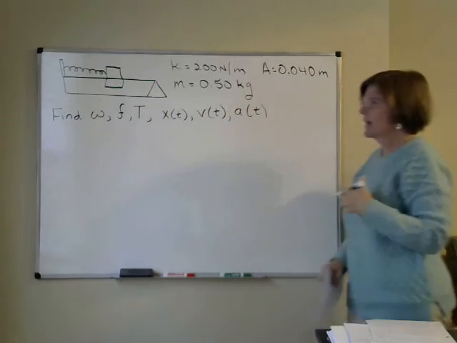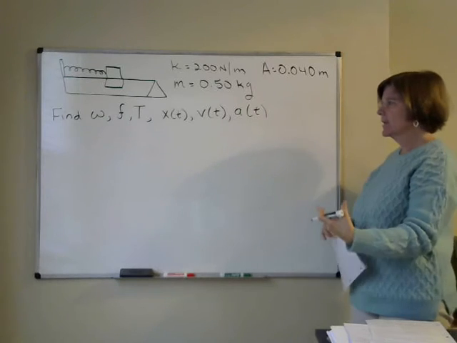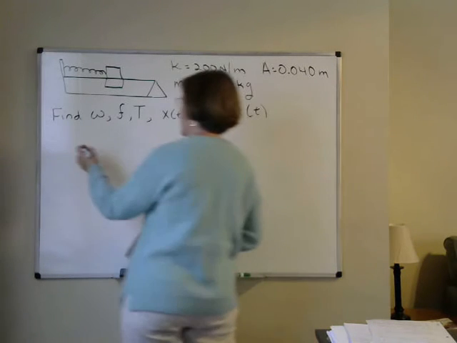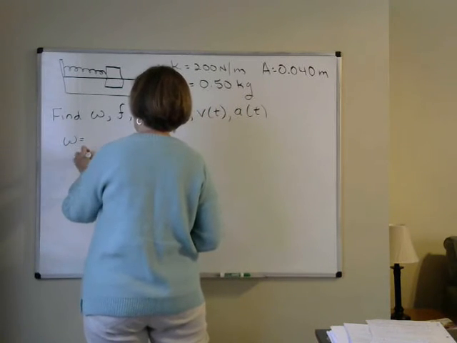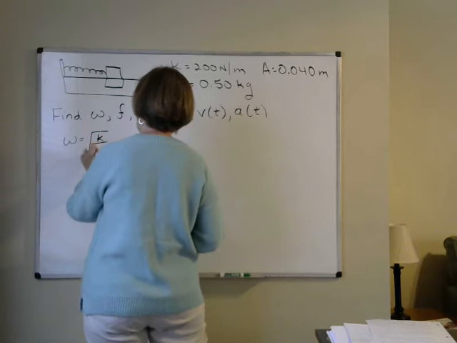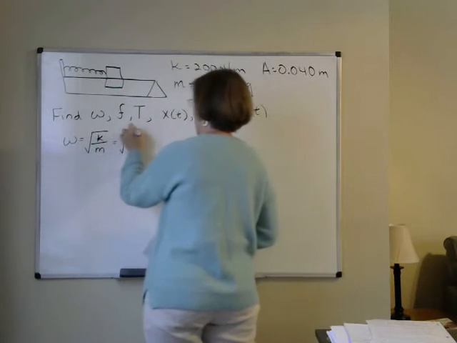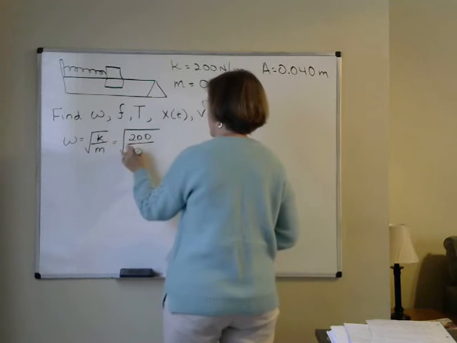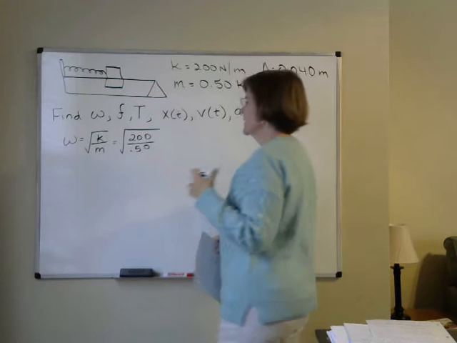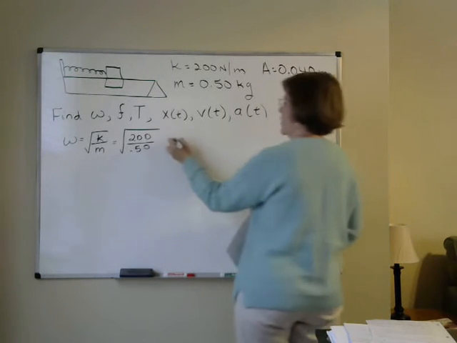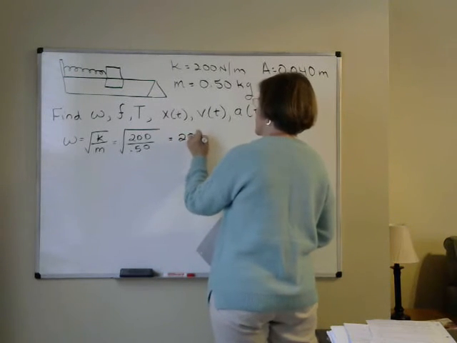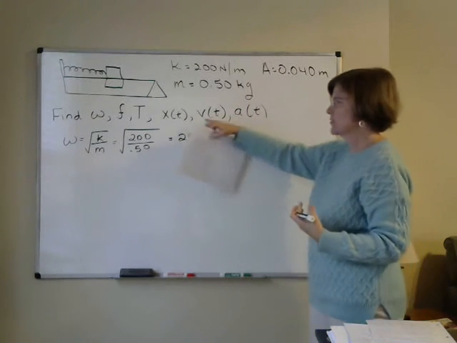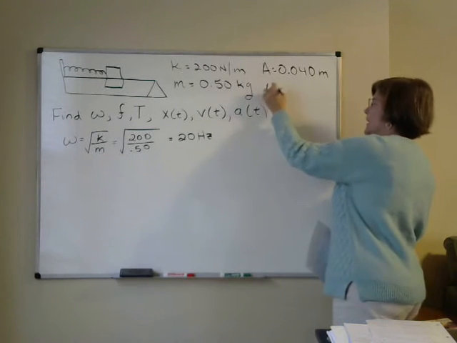They want us to find the angular frequency, the period, and then they want us to find all of the equations of motion. Well, omega, square root of k over m, that's going to be 200 over 0.50. That turns out to be the square root of 400, which is 20 hertz. I'm going to write that down because I know we're going to use omega in these equations a lot.